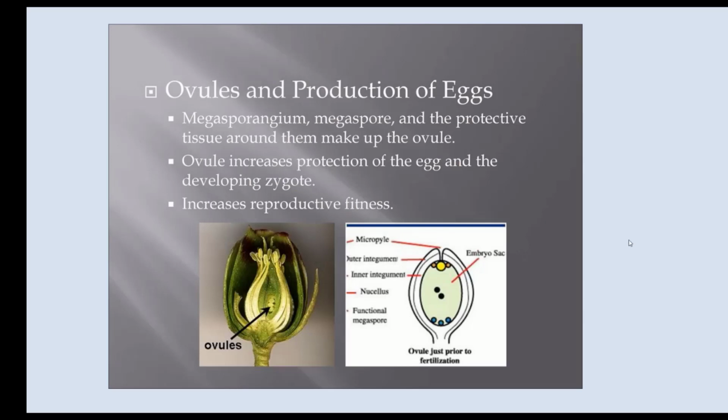Here, if you check the ovules and production of eggs, there's a megasporangium, megaspore, and the protective tissue around them, which make up the ovule. The ovule increases protection of the egg and the developing zygote, which increases reproductive fitness. And this is the representation diagram, which is labeled. You can see the micropyle, the embryo sac, and the nucleus, then the inner integument and the outer integument.